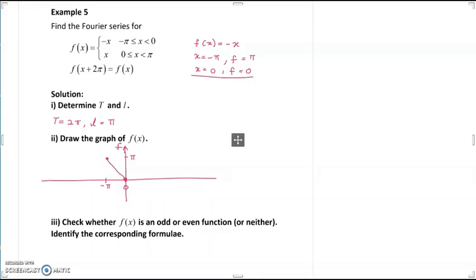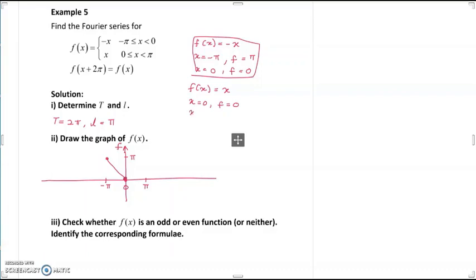Now on the second interval, we have f(x) equals x. So similarly, we test by looking at the interval. So when x equal to 0 in the second interval, our f is going to be 0. So on the right side, we have 0 to pi, so somewhere here, x equals pi. So when x is 0, f is 0.